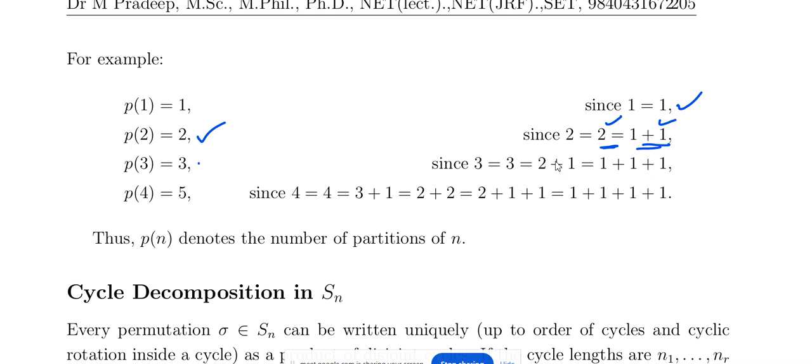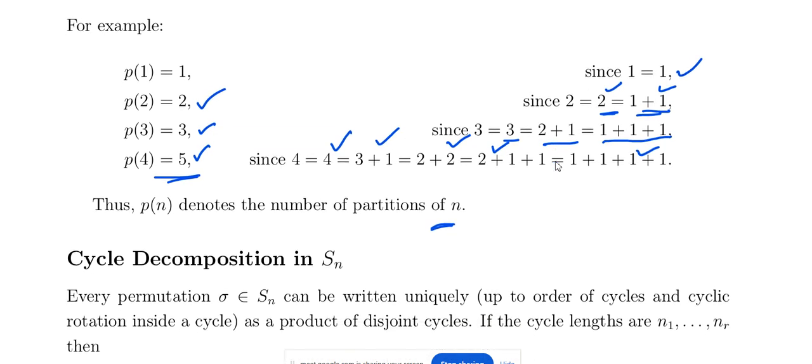P of 3: 3 can be written as 3, 2 plus 1, and 1 plus 1 plus 1. This is the partition. For 4: 4, 3 plus 1, 2 plus 2, 2 plus 1 plus 1, and 1 plus 1 plus 1 plus 1. In total 5 ways. That is P of 4. So P of n denotes the number of partitions of n.